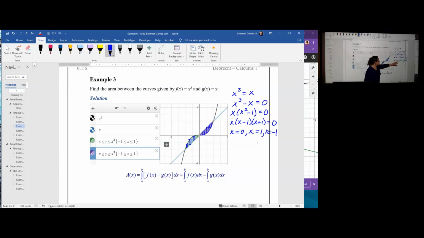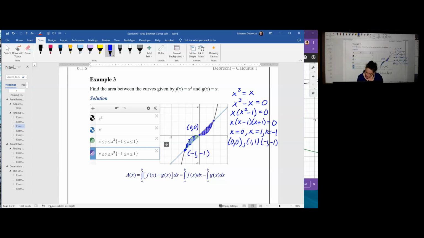So in this case, 0 must relate to the ordered pair (0, 0). And I'm simply using the identity function y equal x to find it. The second one must be at (1, 1). And the last one is at (-1, -1). You can label these on the picture. It may help you to realize how to integrate.